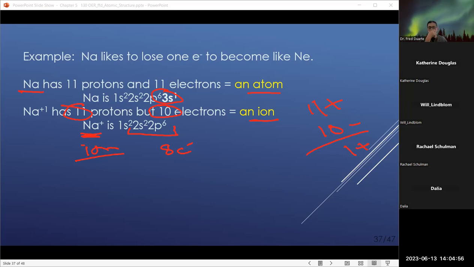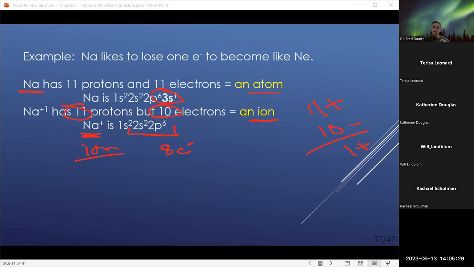What is your conclusion based on what we just talked about, how sodium lost an electron? What can you say about the radius now of the ion? Would you anticipate the radius of sodium plus to be bigger or smaller than the atom? What do you think? Go ahead, make a prediction.